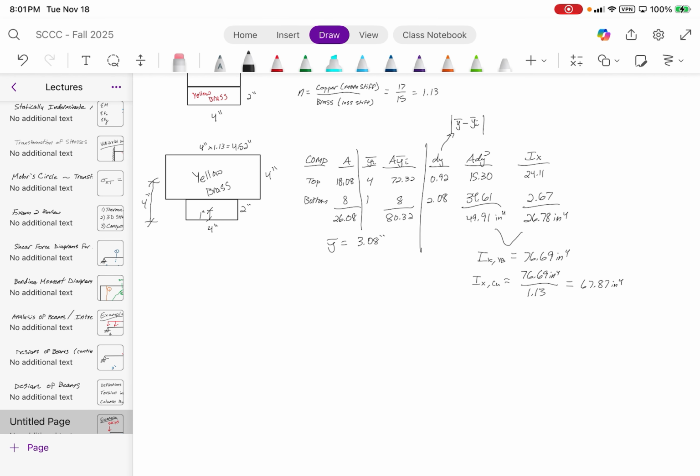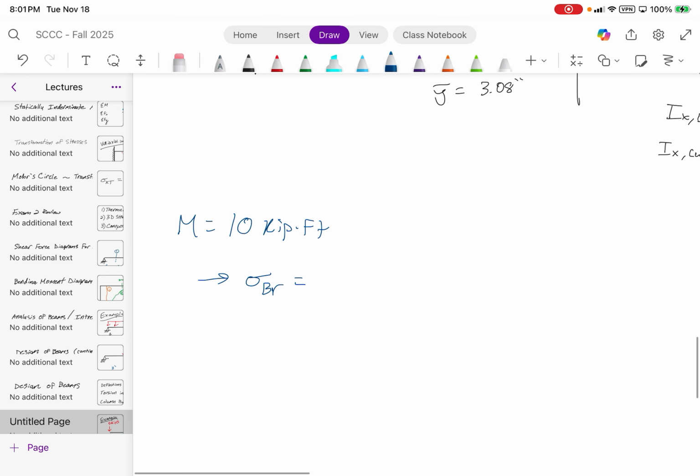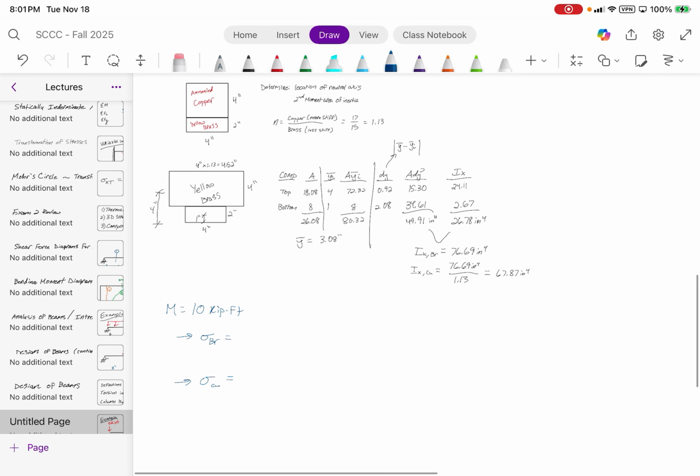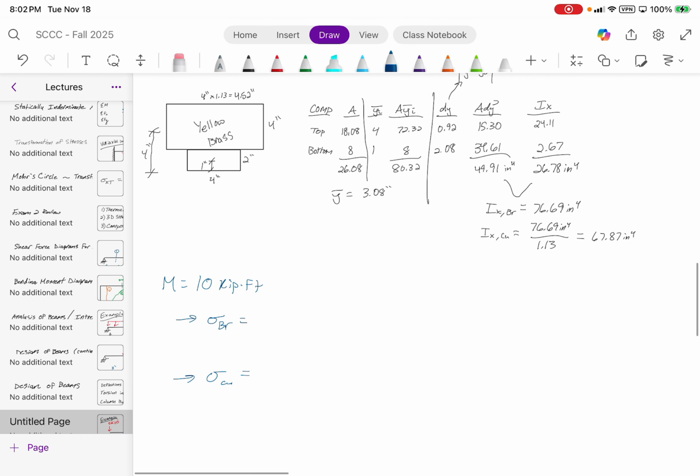Now, just really quick, M is equal to 10 kip feet. Find the stress in the brass. I'm going to replace this with BR. And find the stress in the copper. I'll give you guys a few minutes to do that.